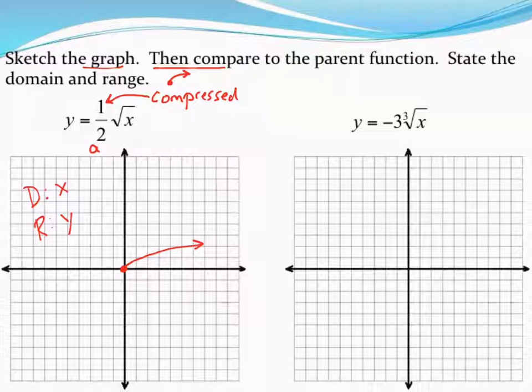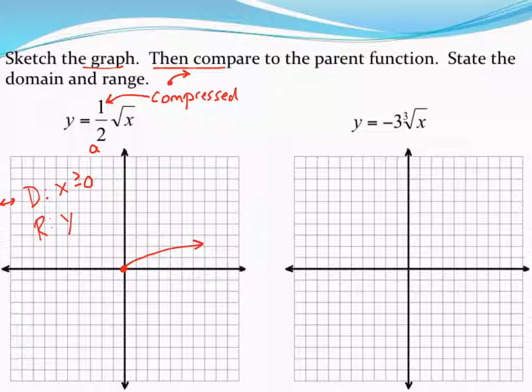So my x, what I'm allowed to plug in, needs to be greater than or equal to 0. I can't plug in anything negative. You can also think visually and look at the graph left to right. I can see that left to right the graph starts from 0 and goes to the right. So x has to be greater than or equal to 0.